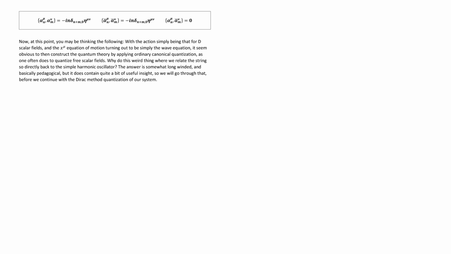Why do this weird thing where we relate the string back to the simple harmonic oscillator? The answer is somewhat long-winded and basically pedagogical, but it does contain quite a bit of useful insight, so we'll go through that before we continue with the Dirac method quantization of our system. First, a review of ordinary canonical quantization.